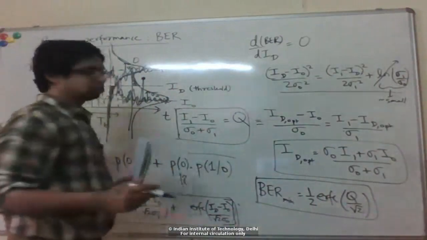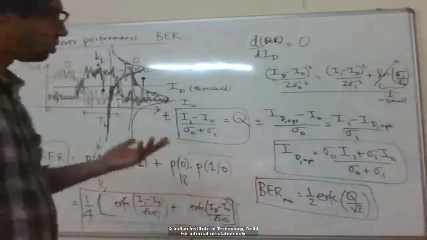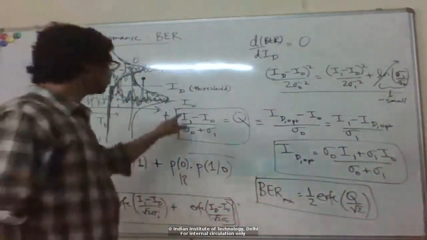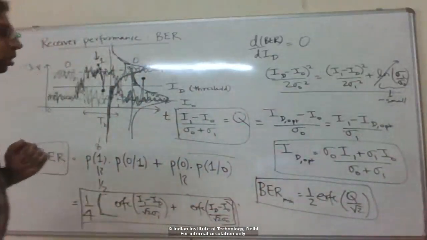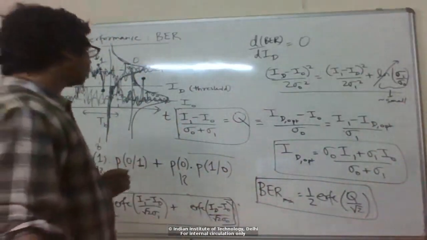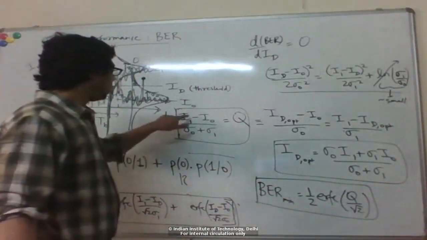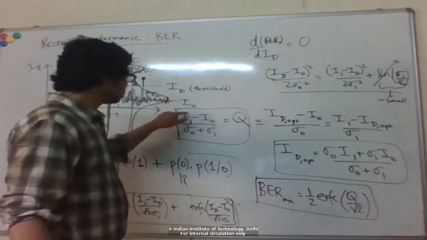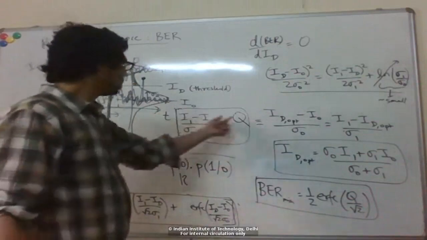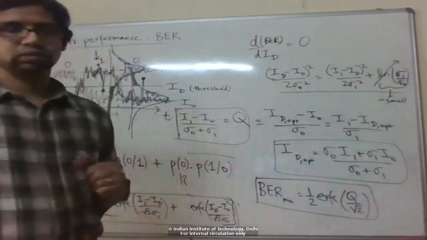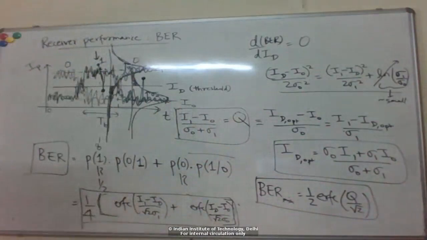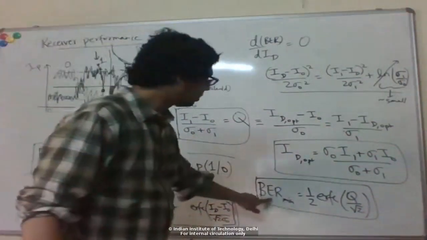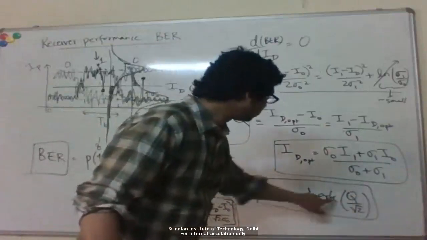Signal to noise ratio is defined as the signal power divided by the noise power. Signal power goes as I square because we're looking at electrical power. So the SNR is something like I square by sigma square. So you can see Q is something like the square root of the SNR. And so you can see that the bit error rate depends on the SNR like that.